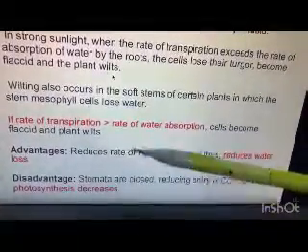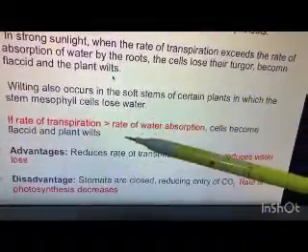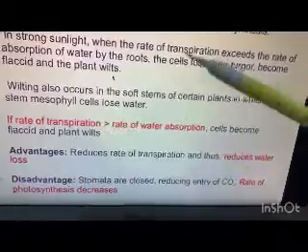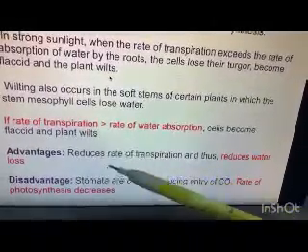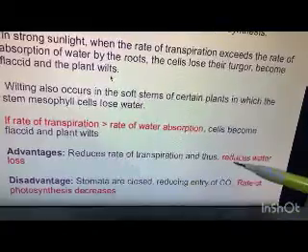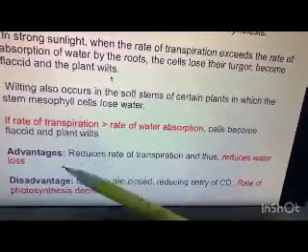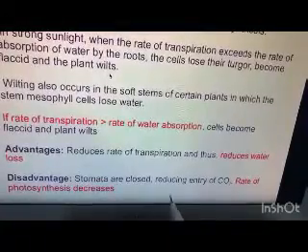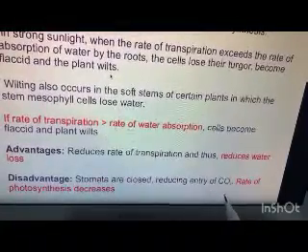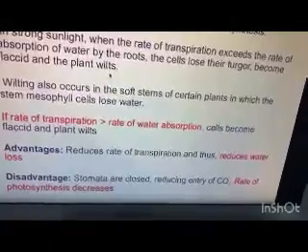Now what's the advantage? Obviously there is an advantage and a disadvantage to wilting. The advantage is that a reduced rate of transpiration also reduces water loss, and the disadvantage is that the stomata are closed, reducing entry of carbon dioxide.